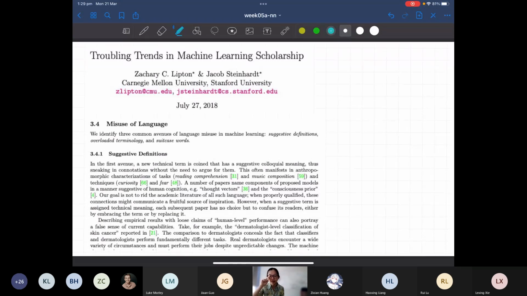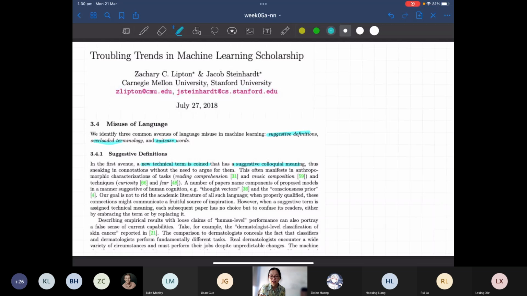As we said early on, there are lots of names in neural networks. Some of them are utterly confusing, and some of them mean different things. So briefly, there are three things: suggestive definitions, overloaded terminology, and suitcase words. Suggestive definition means a new technical term is coined that has a suggestive colloquial meaning, and therefore it may be sneaking in connotations without the need to argue for them.